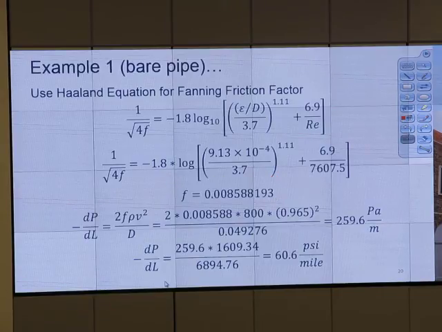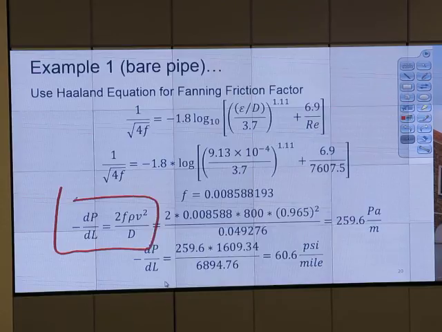Then I have frictional pressure loss, minus dP/dL equal to 2f rho V squared over D. That is for Fanning. If we have a closed book exam, this equation is not given. I want you to memorize it, please.